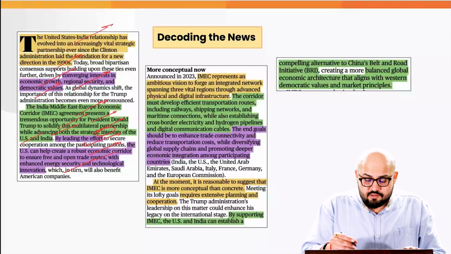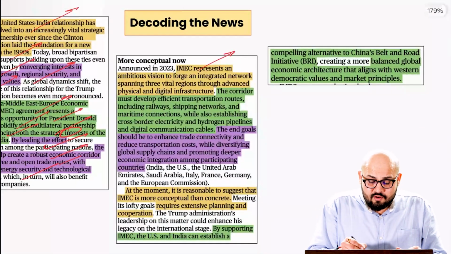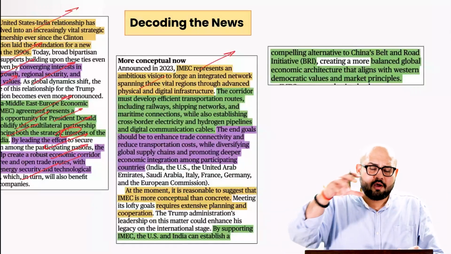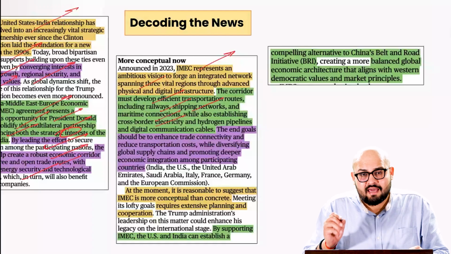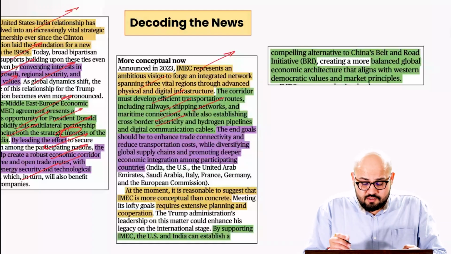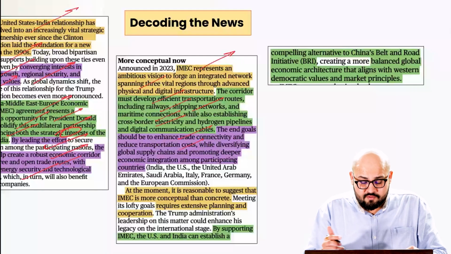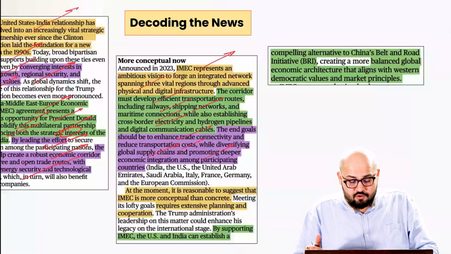Now, this was announced in '23. IMEC represents an ambitious vision to forge an integrated network spanning three vital regions, right? So you have India, you have the Middle East, you have Europe, right? The corridor must develop efficient transportation routes, including railways, shipping networks, and maritime connections, while also establishing cross-border electricity and hydrogen supplies. The end goals should be to enhance trade connectivity, reduce the transportation cost, while diversifying the global supply chains and promoting deeper integration. This is what the article talks about.